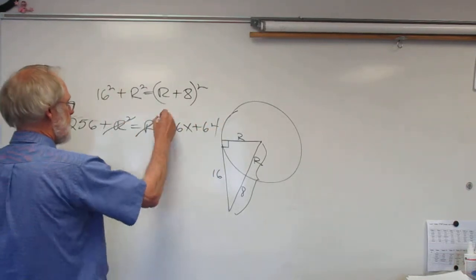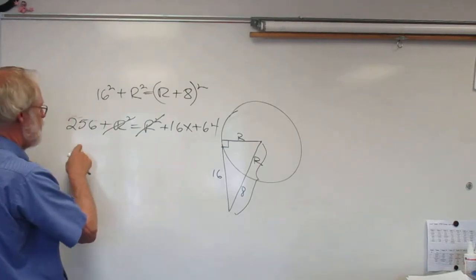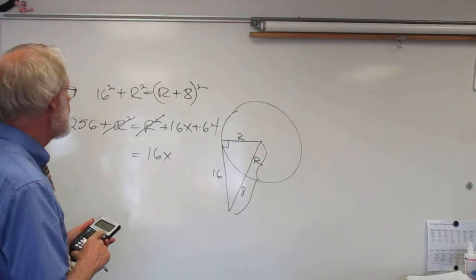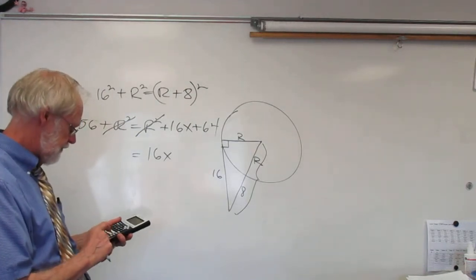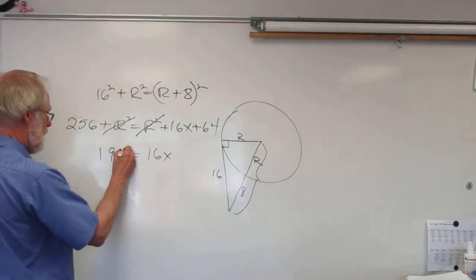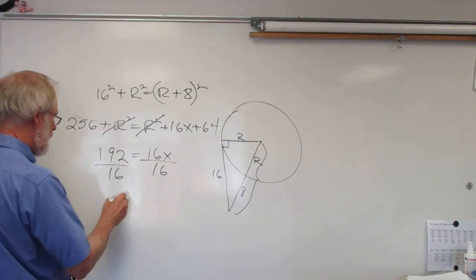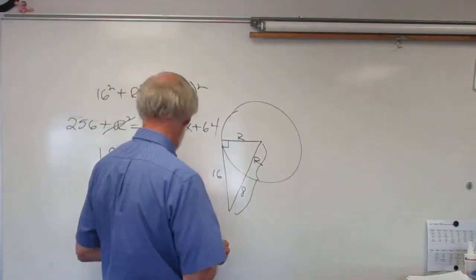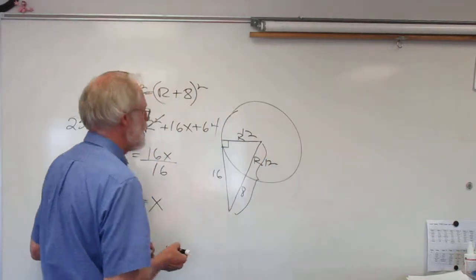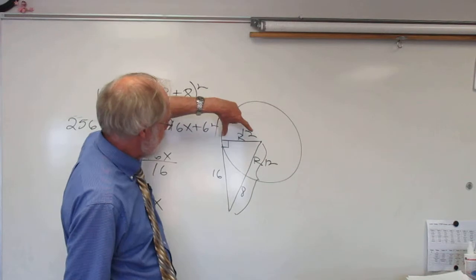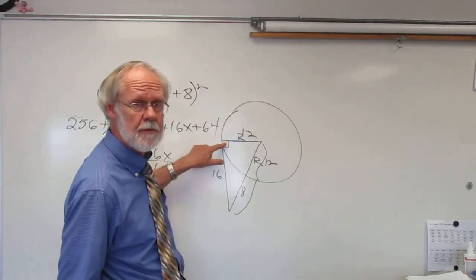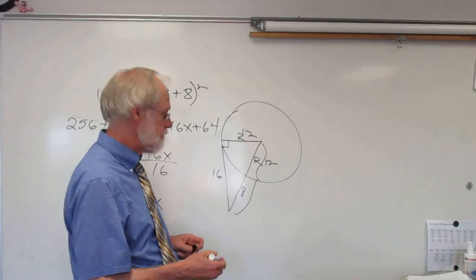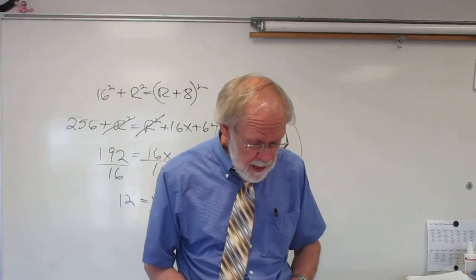Now, happily, the r squareds cancel. If I subtract the 64 from both sides, I get 16r is equal to 256 minus 64, which is 192. And if I divide by 16, I get r equals 12, which we already knew because I'd set up the problem earlier, but in fact we found out that the radius is 12 by using a couple of things here, one of which is the fact that the radius and the tangent line are perpendicular at the point of tangency. That gave us a right triangle, which we could then use to find the value of r. All right.